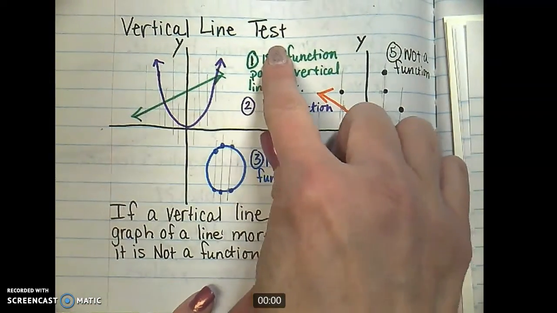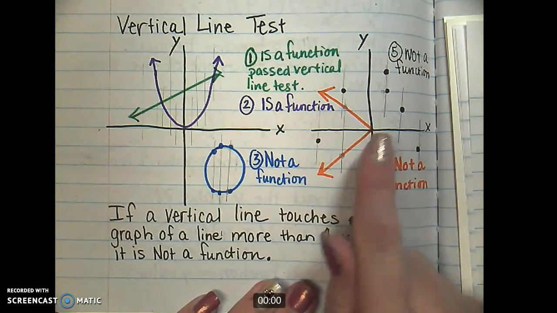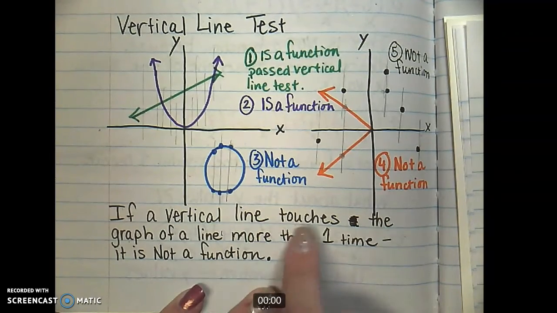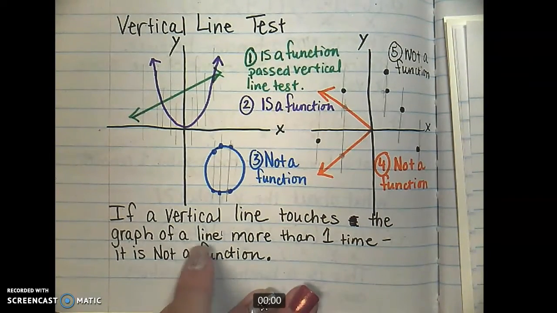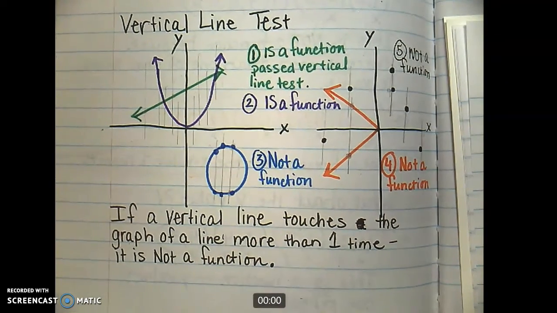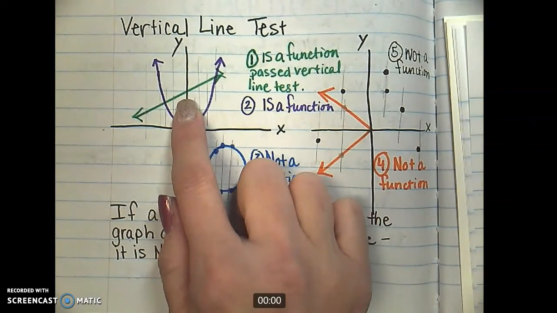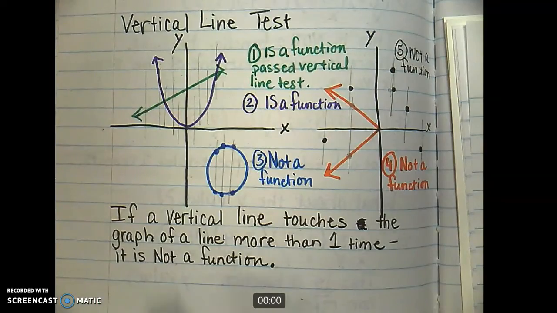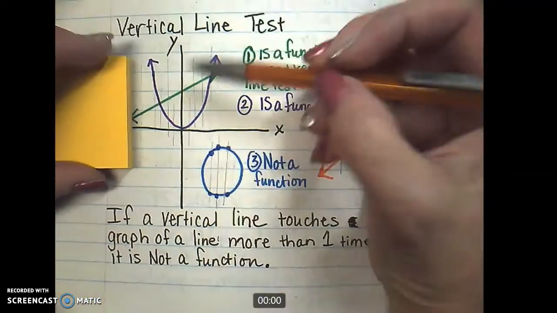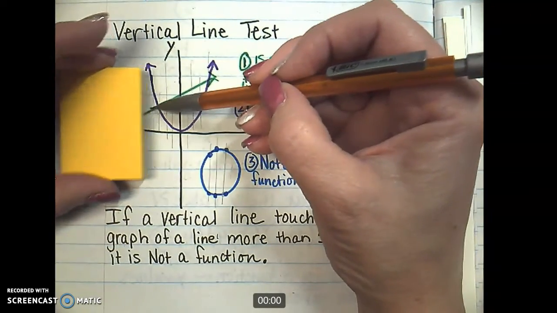So vertical line test. If you have a line on a graph, a circle, or any points, you can tell if it's a function: if a vertical line touches the graph more than one time, it is not a function. So, for example, my green line here, if I draw vertical lines, I will never be able to touch that green line more than once. Like if I draw a vertical line here, it touches one time. If I draw it here, it just touches one time.